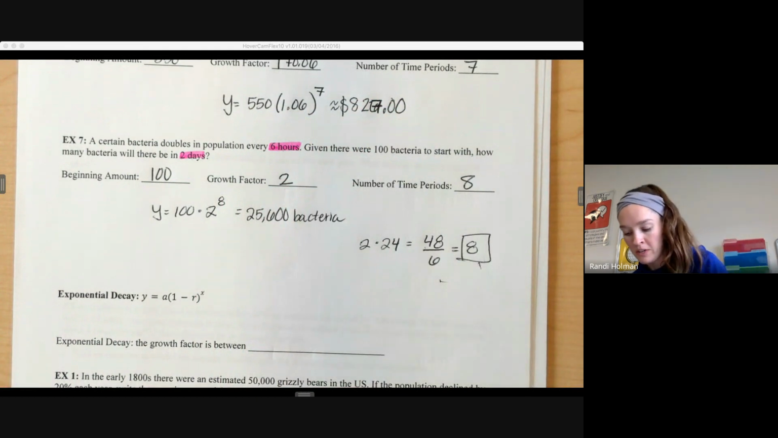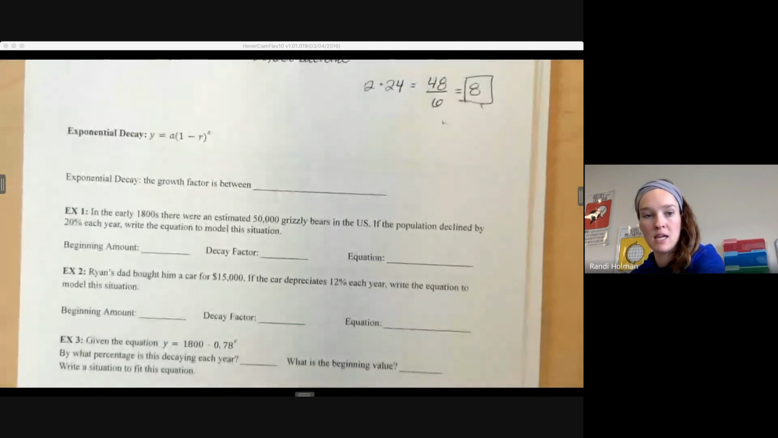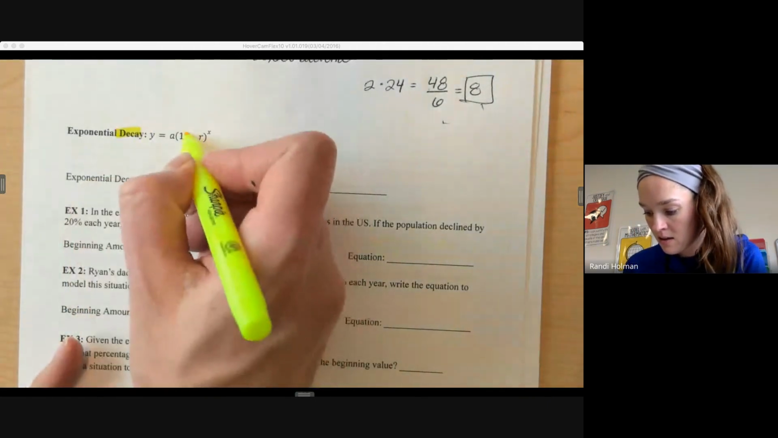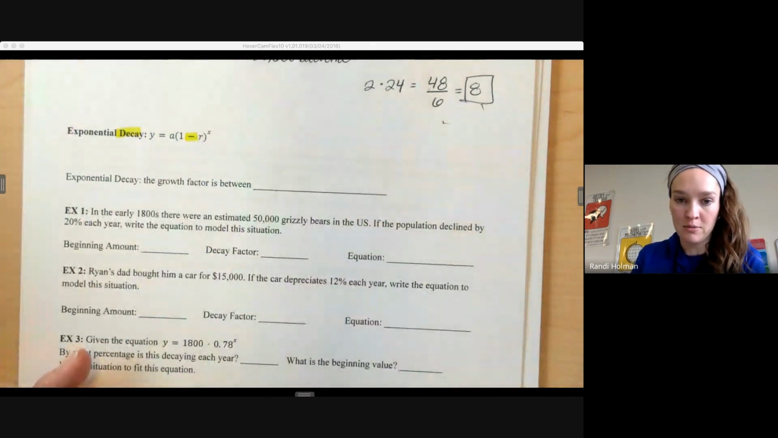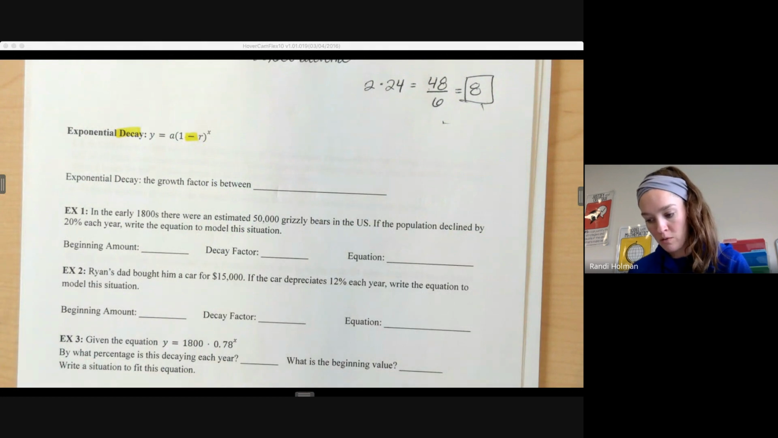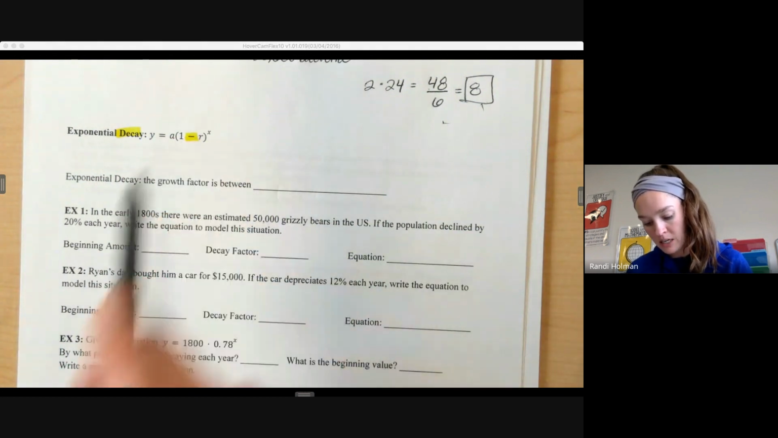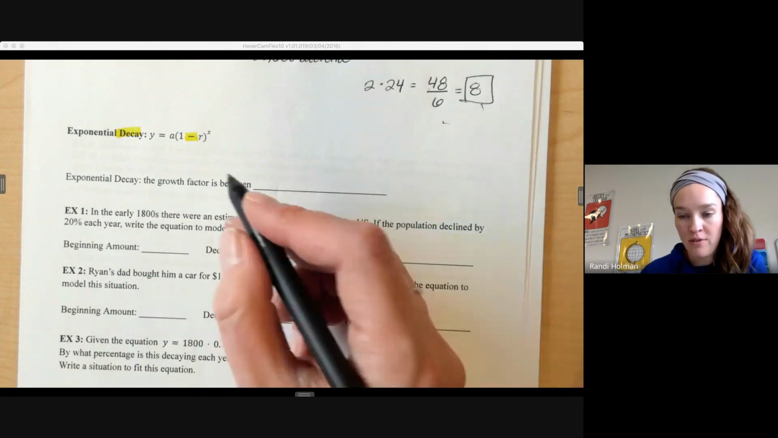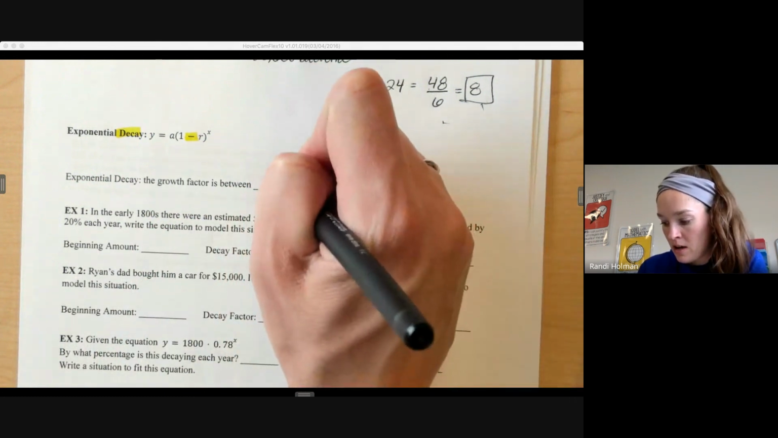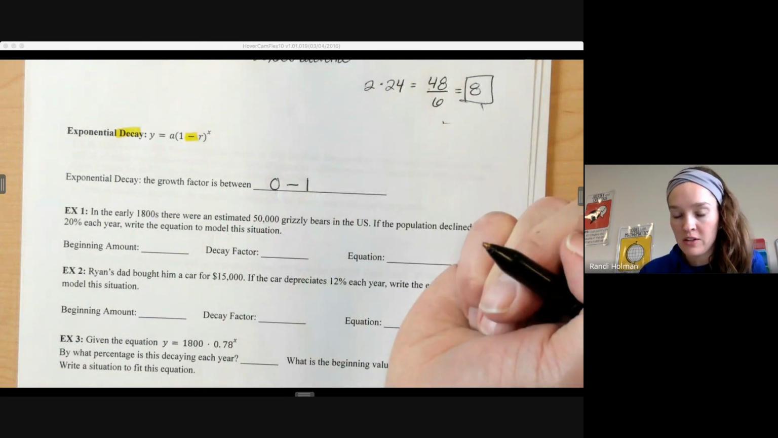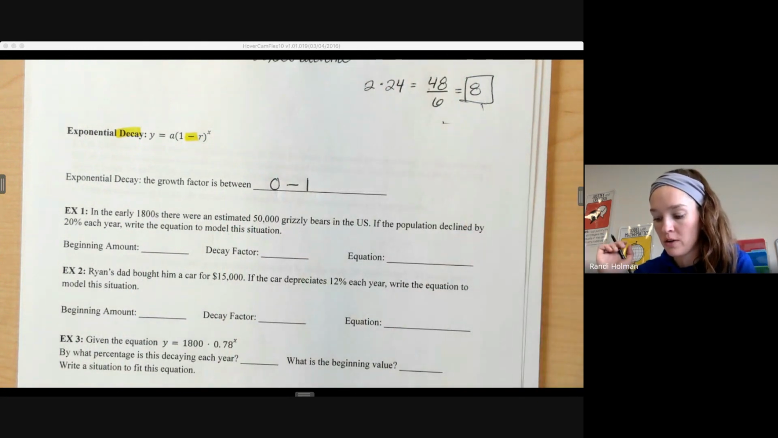Okay, moving on, we're going to do some decay, which really is the exact same thing, except that if it's decay, instead of adding, we're subtracting. We start out with all of it, and we're decreasing by some percentage. So for exponential decay, the growth factor is between 0 and 1. So it's going to be less than 1. Still greater than 0. It has to be positive to be exponential.